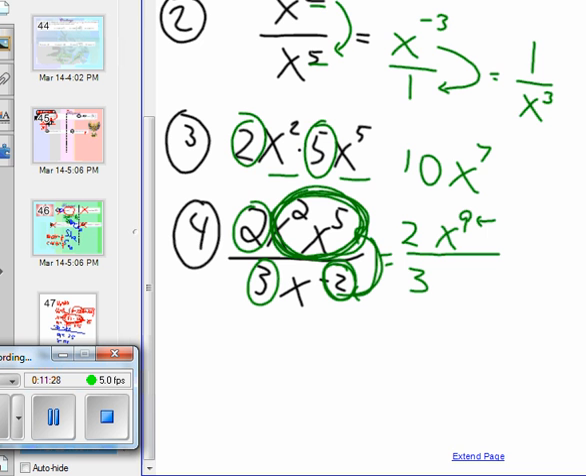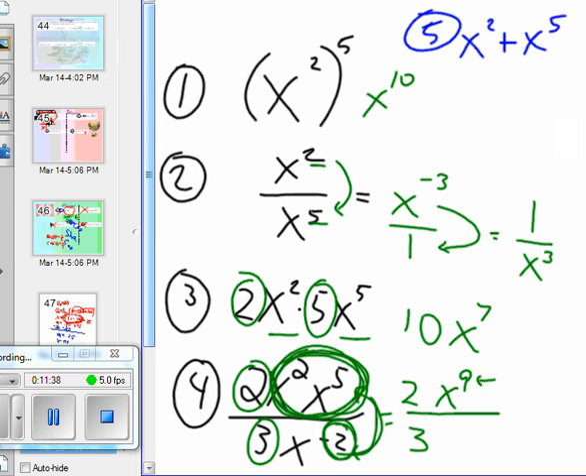Then we have the final question, number 5, and unfortunately, you can't actually do it. Did you think you could add those together? It was x to the 2nd and x to the 5th. They are like apples and oranges. They can't be added. They're not like terms. So the answer is just x to the 2nd plus x to the 5th. Done. Can't change it. Okay?